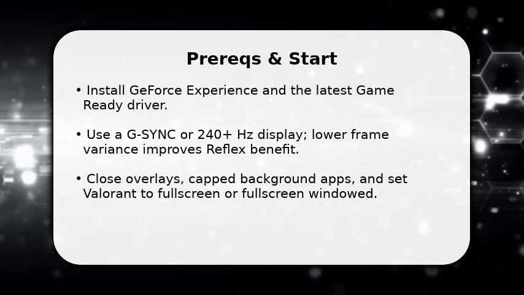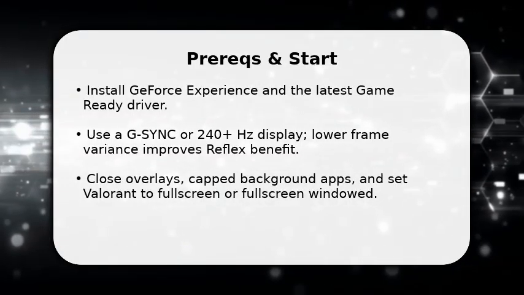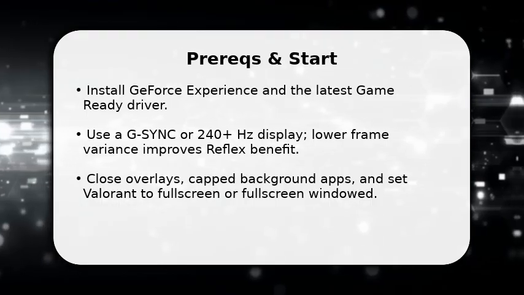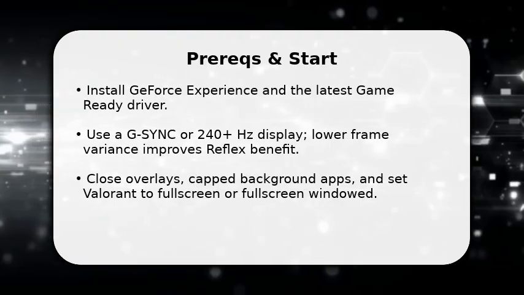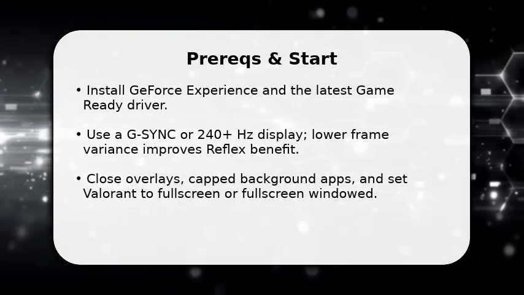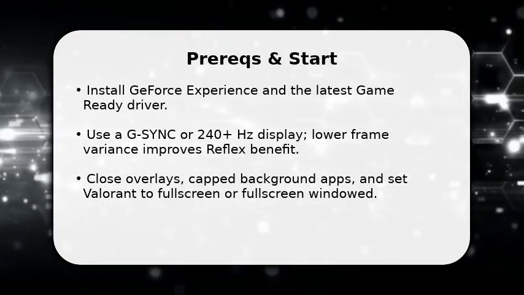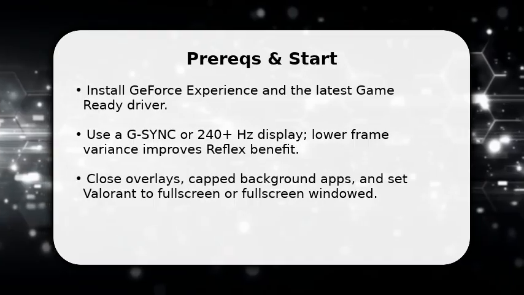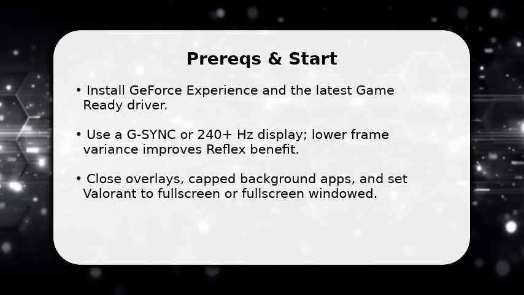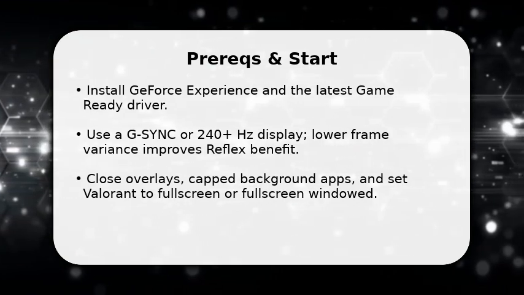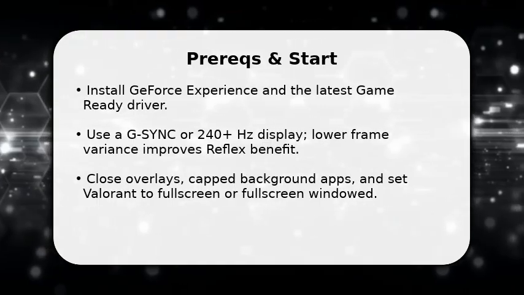You begin by confirming prerequisites: GeForce Experience updated, and the latest game-ready driver installed. Once done, make sure your monitor supports high refresh or G-Sync, because Reflex reduces system latency more when frames are steady. Now close overlays and background apps that spike CPU or GPU usage. Launch Valorant in full screen or full screen windowed to allow the driver-level optimizations to work. You are starting the process with the system prepared so Reflex can measure and reduce latency accurately.